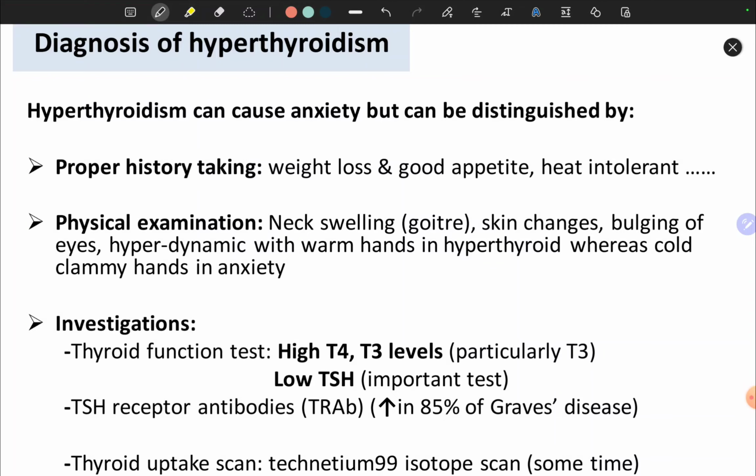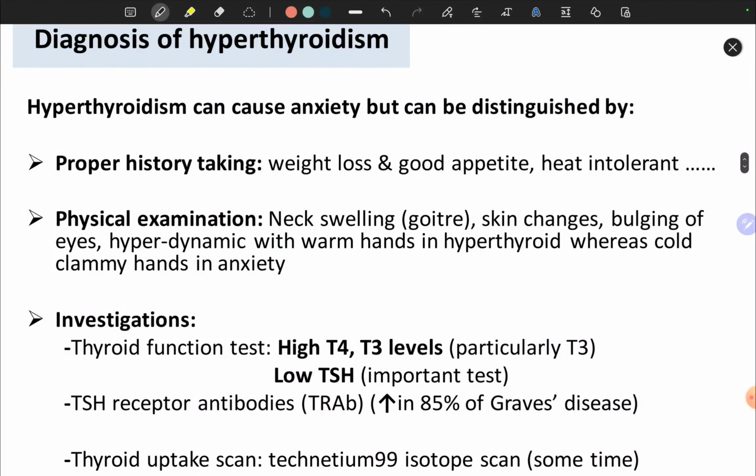They have, on examination, neck swelling, goiter. It's not a must, but usually they have goiter, especially in cases of Graves' disease. Diffuse goiter, because it's hypervascular. And the patient is having bulging of eyes, exophthalmos, and skin changes. Sometimes they have acropathy, Graves' acropathy. They have clubbing and skin changes in cases of Graves' disease.